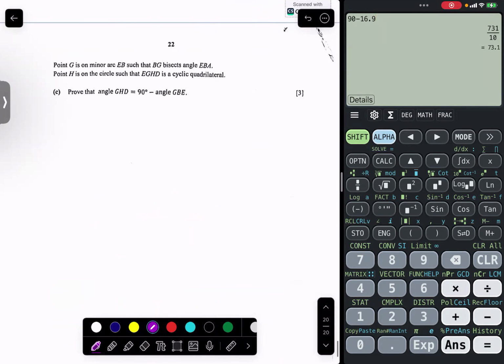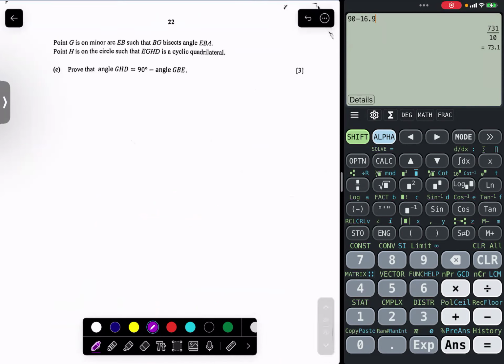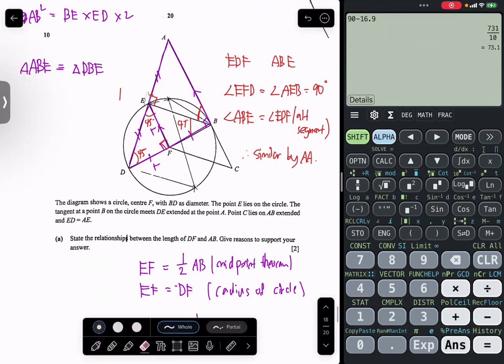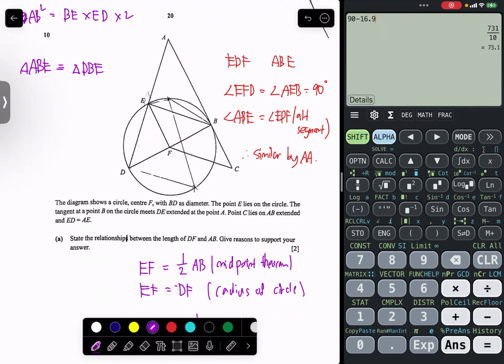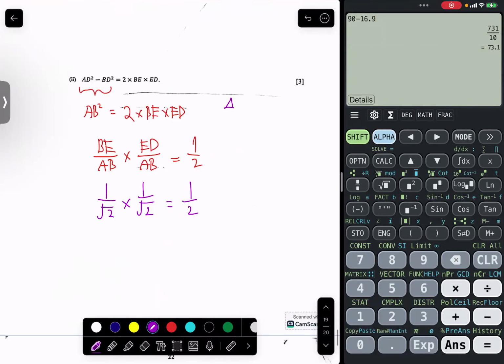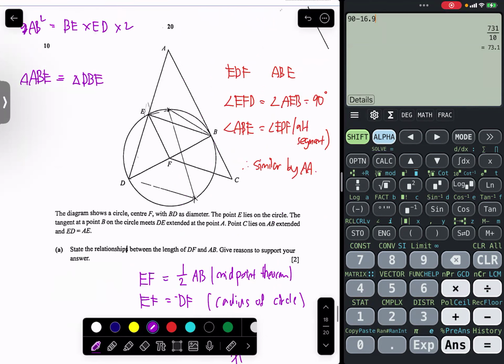Okay, let's look at C first. Can think a little bit more. Point G is on minor arc EB such that BG bisects angle EBA. Point H is on a circle such that EGHD is a cyclic chord. Prove that angle GHD equals to 90 minus GBE. G is on a minor arc EB. Okay, erase all this. Let's copy this triangle. Hold on.